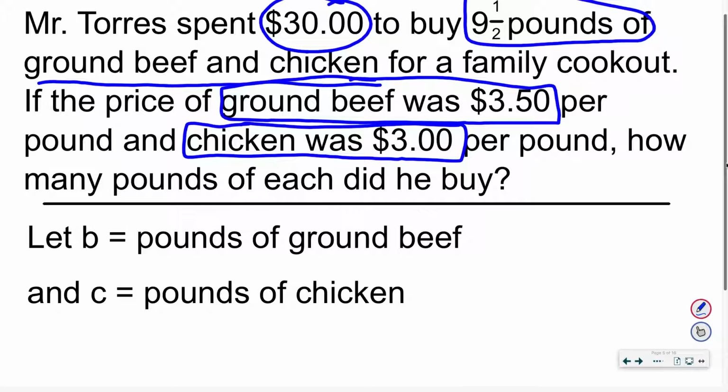How much he spent. Okay, so one could be on the money spent. And what about the other equation? The number of pounds. Based on the information we're given, we can most likely put together an equation about the cost, and we can put together an equation about the pounds.